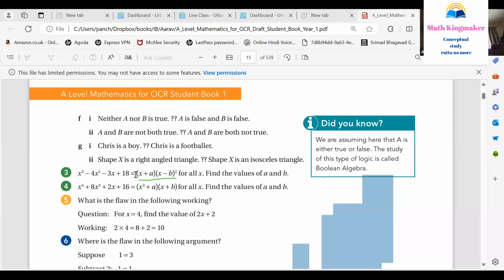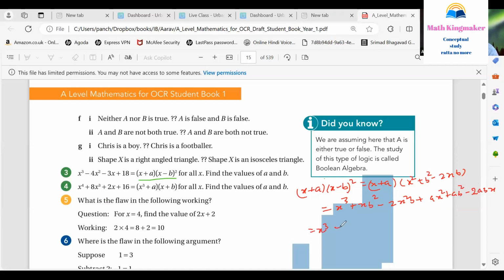Okay. So I got the expanded version. But it's just too long. Just compare the coefficients. x plus a into x minus b whole square is x plus a into x square plus b square minus 2xb. So it becomes x cubed plus xb square minus 2x square b plus ax square plus ab square minus 2abx.